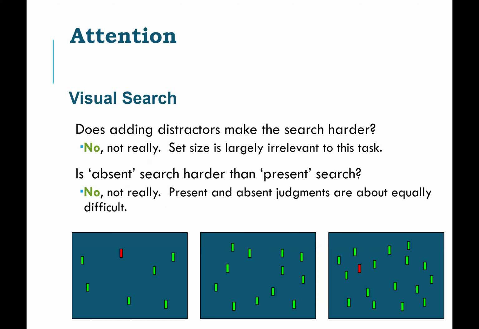Do you think adding distractors made the search difficult, going from here to here? Not really, right? It didn't look like adding distractors made it harder. They seem equally easy. Do you think doing the search when the target was absent was particularly difficult? No, not really, right? It looked like you could do this equally quickly.